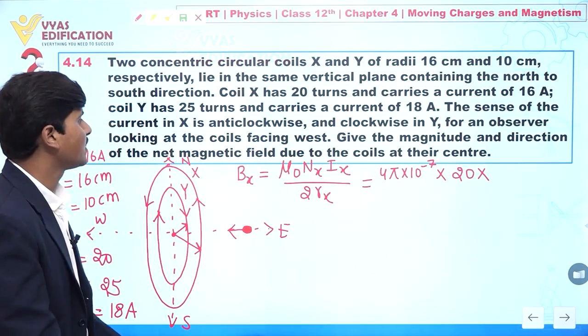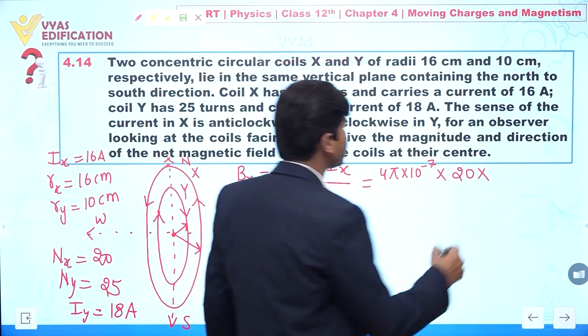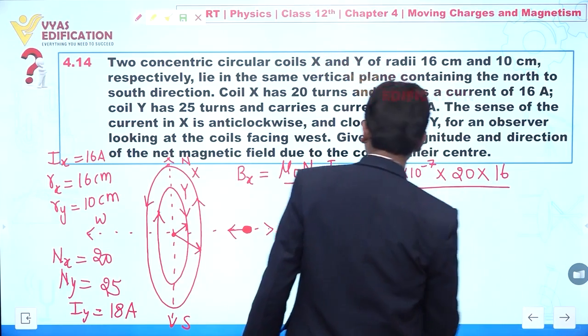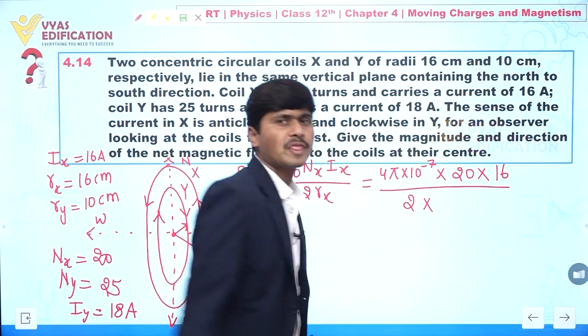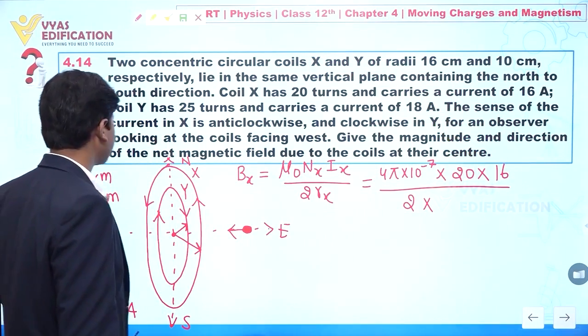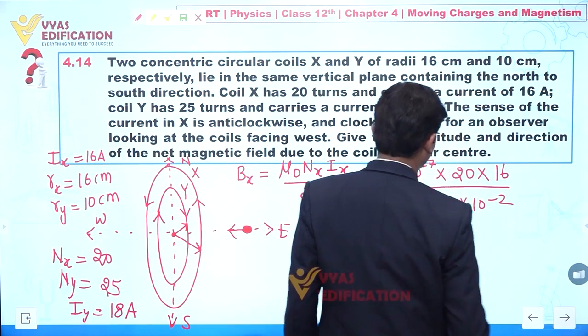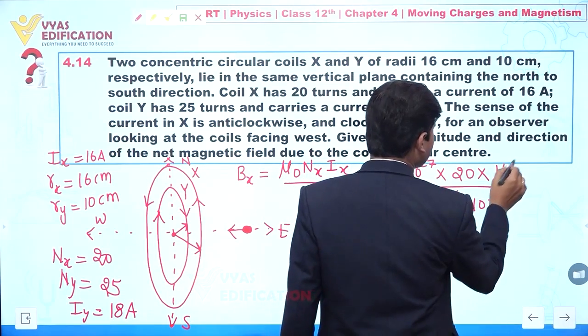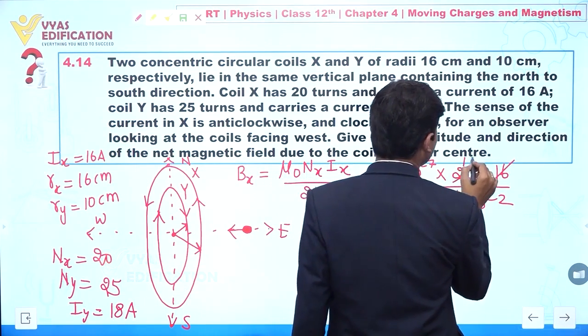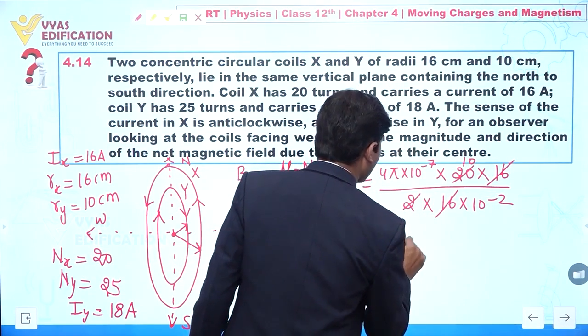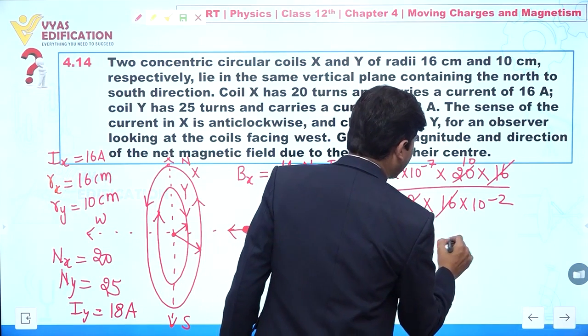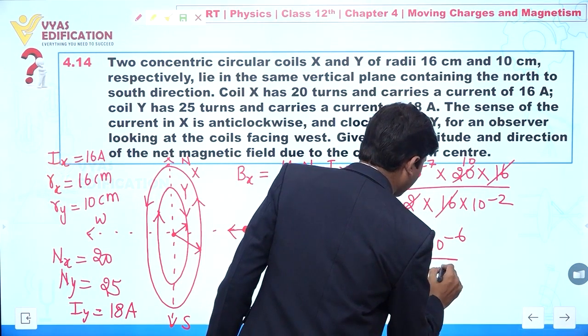Yes, multiplied with Ix. Ix is given to you as 16 ampere and it is divided by 2 multiplied by the value of Rx. The value of Rx is given as 16 centimeter, so 16 into 10 to the power minus 2. So I can say this one and this one cancel out, and we have this value as 10. So 4 pi into 10 to the power minus 6 divided by 10 to the power minus 2.